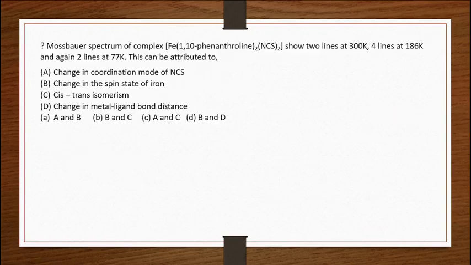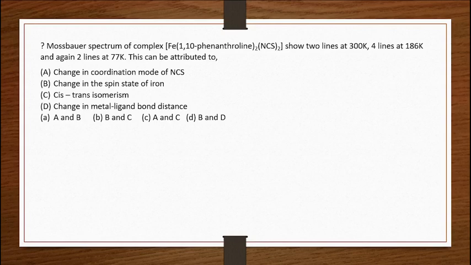The next question is, the Mossbauer spectrum of the complex Fe(1,10-phenanthroline)2(NCS)2 shows 2 lines at 300 Kelvin, 4 lines at 186 Kelvin and 2 lines at 77 Kelvin. This can be attributed to the change in the coordination mode of the NCS, change in the spin state of the iron, cis-trans isomerism, and change in the metal ligand bond distance. So you know the 1,10-phenanthroline NCS complex. Here NCS is a ligand. So NCS is an ambidentate ligand.